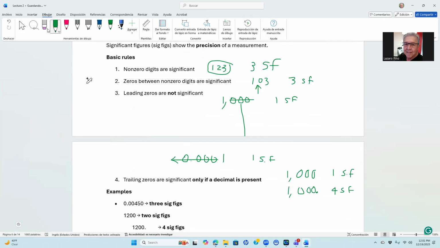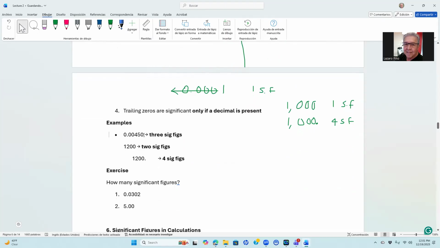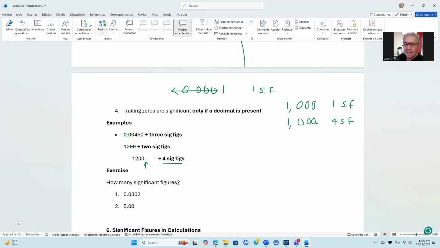For example, here we have more examples. This number has 1, 2, 3 significant figures because these zeros are not significant. These zeros are not significant, so it has only 2, but this one, because of this dot, has 4 significant figures. Let's go.